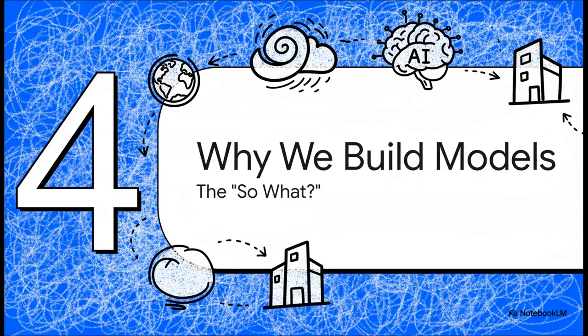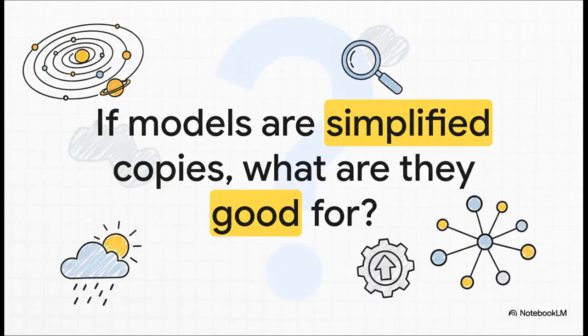Okay, so we've covered what models are and the different types. But that really brings us to the most important question of all. Why do we even bother? What is the point of making these simplified versions of reality in the first place? What's the so what here? I mean, think about it for a second. If every model, by its very definition, has to leave stuff out, if it's always a simplification of reality, then what are they actually good for? Why would we ever rely on something that we know is incomplete from the start?